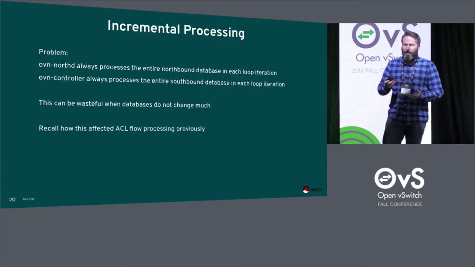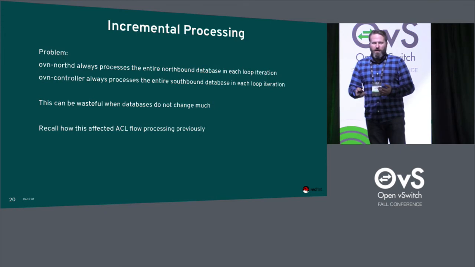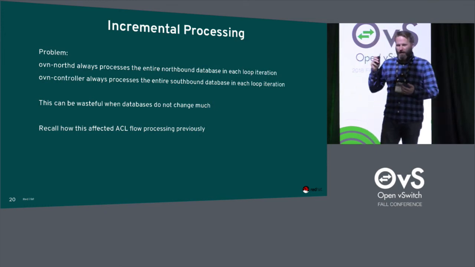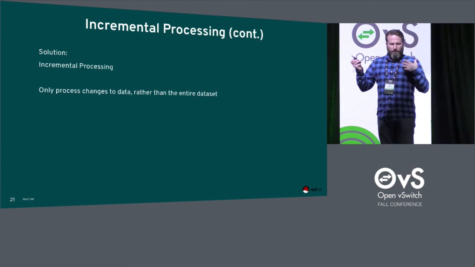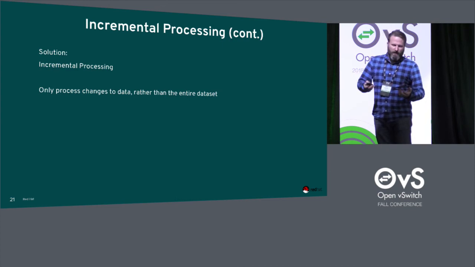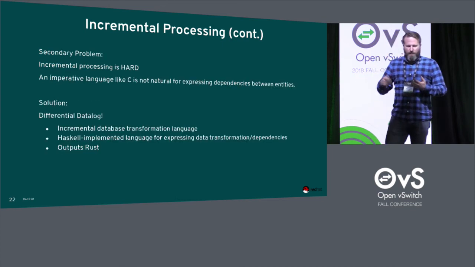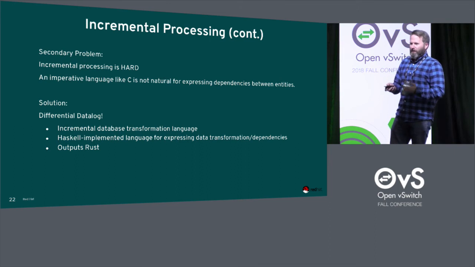So, future improvements. I don't have a whole lot of time to talk about this, but the big one, the big white whale, is incremental processing. What this aims to improve is that ovn-northd and ovn-controller currently have to process the entire set of data in the database in order to do their work. With incremental processing, the whole idea is you process just the changes to the data rather than the entire data set. But the problem with incremental processing is it's hard to do in C.